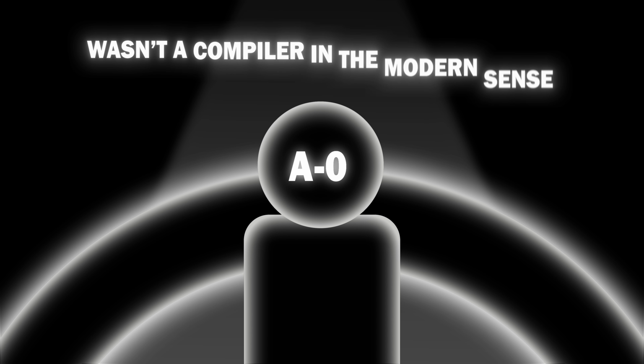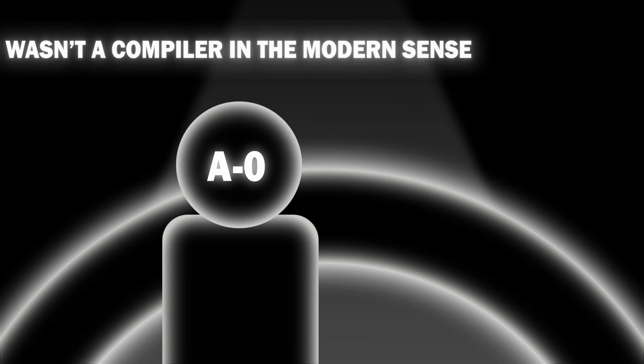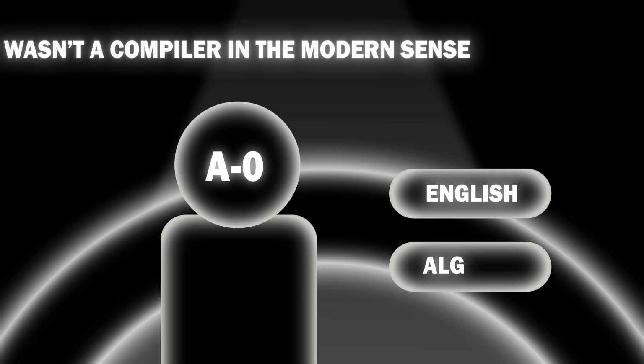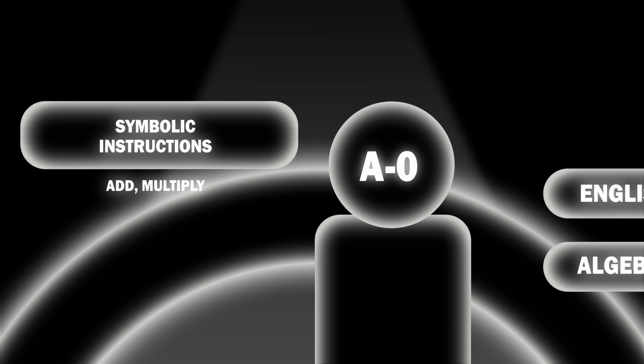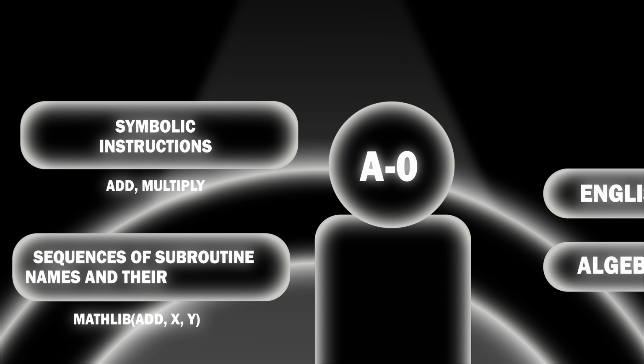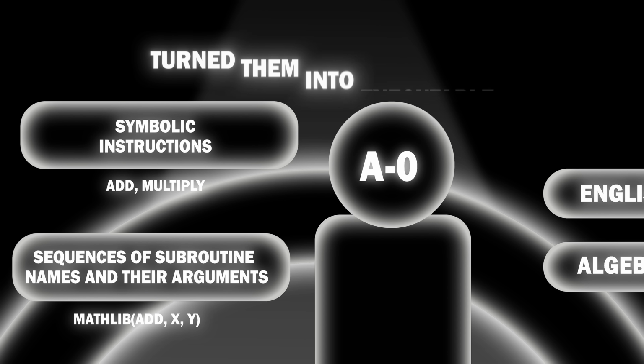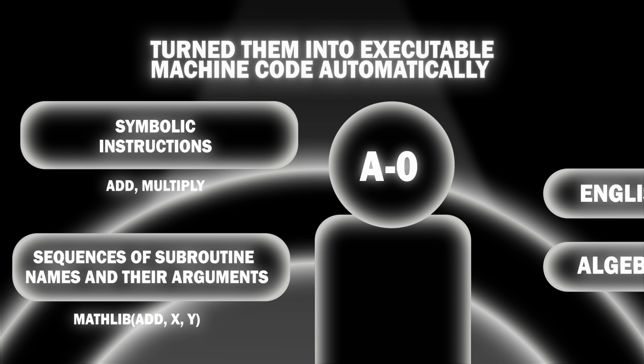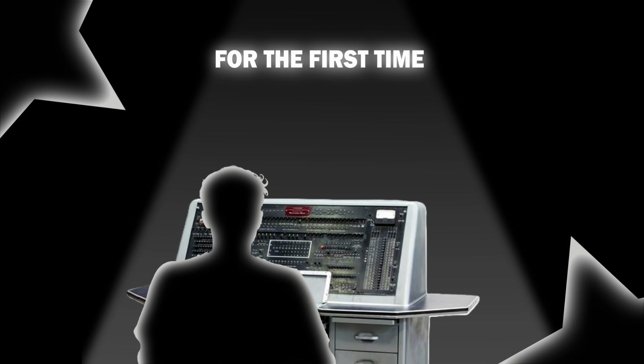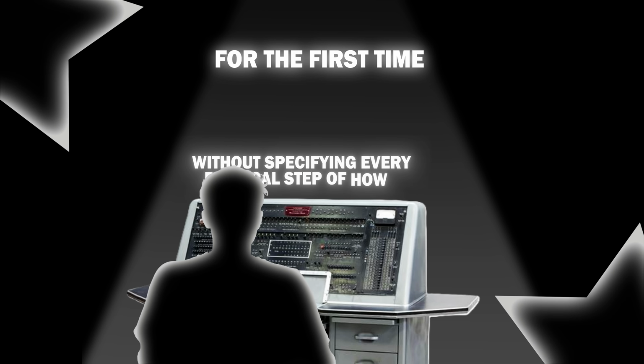The system she designed, called the A-0, or Arithmetic Language version 0, wasn't a compiler in the modern sense. It didn't translate entire programs written in English or algebra. It worked from symbolic instructions, sequences of subroutine names and their arguments, and turned them into executable machine code automatically. For the first time, a programmer could describe what needed to happen, without specifying every physical step of how.